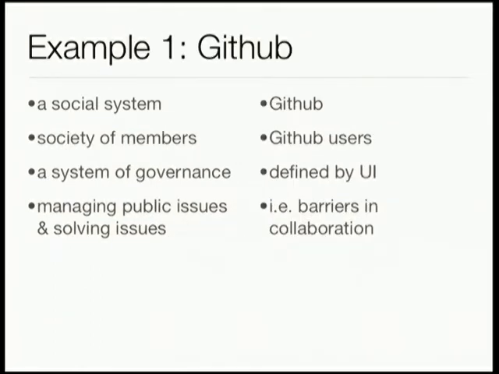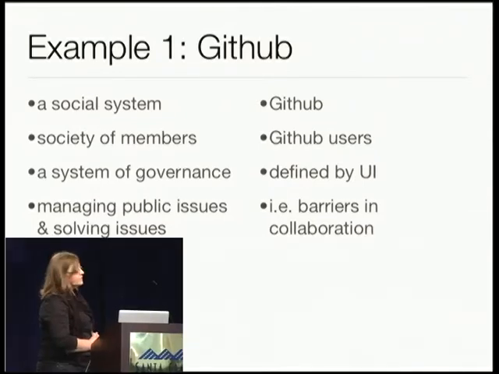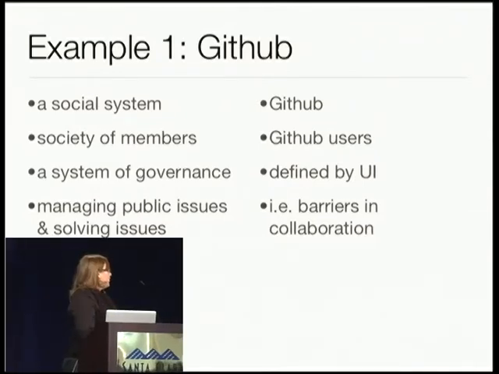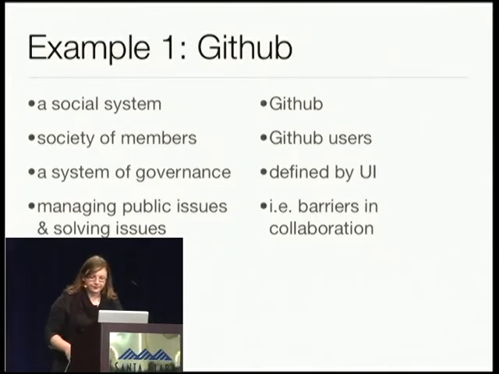So first example, just to illustrate how we can apply this to technology: GitHub. GitHub itself is the social system. The society of members are the GitHub users. The system of governance is defined by the software itself, that is GitHub, the UI. And part of GitHub's role is to manage public issues, i.e. solve barriers in collaboration that you might have with something like SVN.